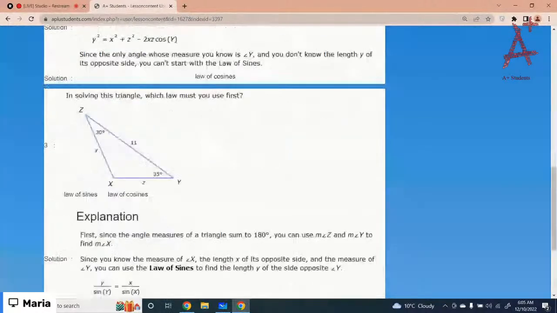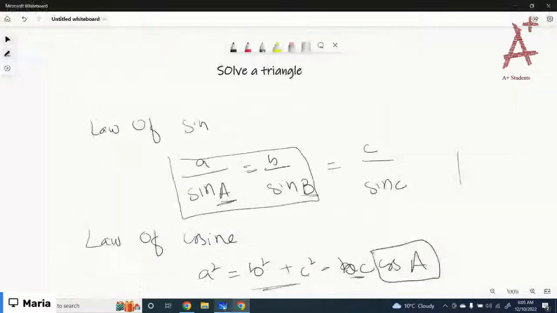For this one, you are given two of the angles and one of the sides. So when you are given two of the angles and one of the sides, you must use the law of sines. Just look here. You are given two angles and one side, so just one thing is unknown here. You always use the law of sines here.